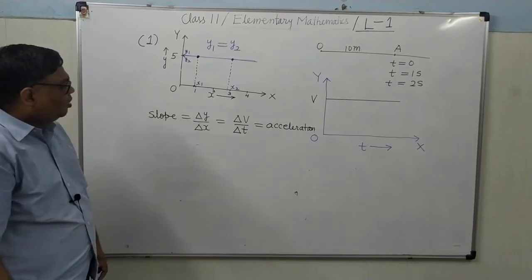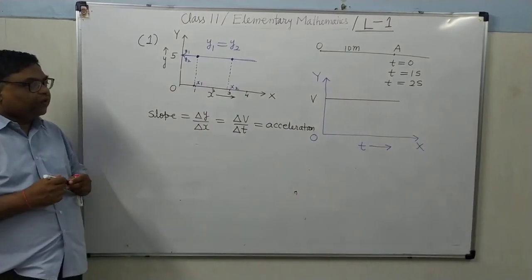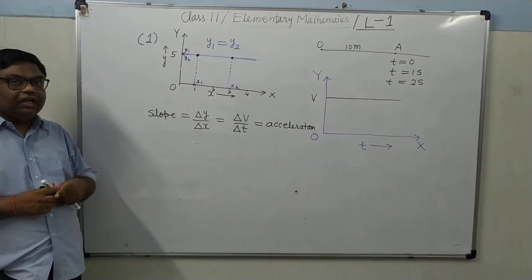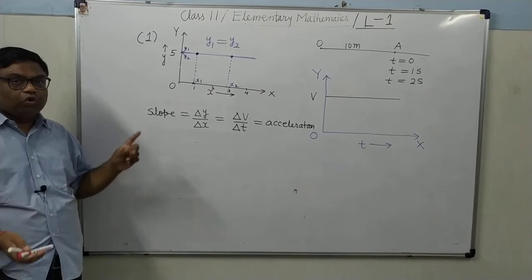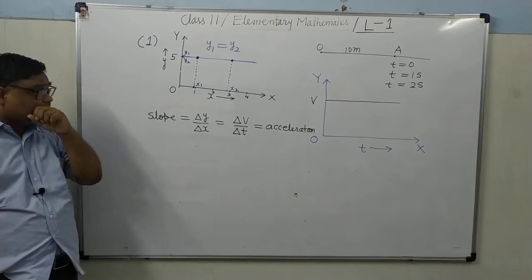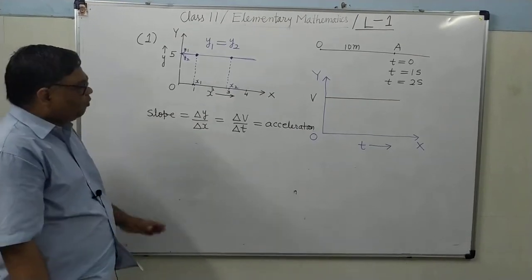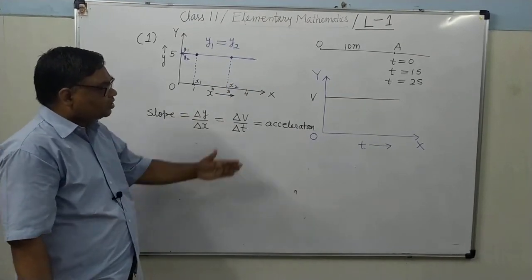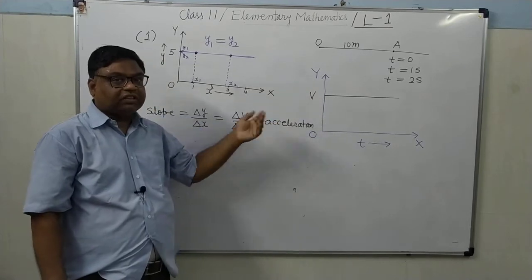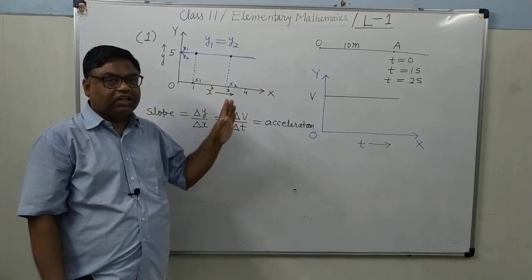Slope of the velocity time graph gives the acceleration. It's clear? So see here, what will be the acceleration here? Because the slope is 0, therefore acceleration is 0. There is no acceleration.